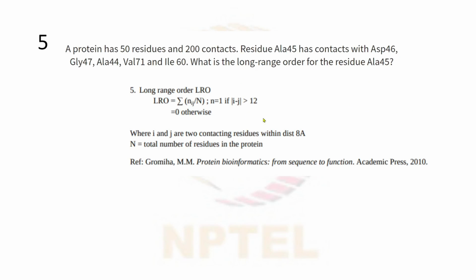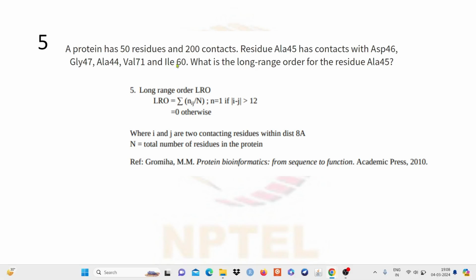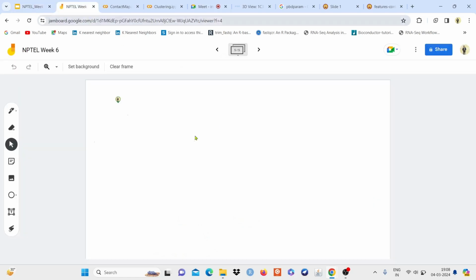Here, when we consider the residues, a binary value of 1 will be assigned only if the residue sequence separation is more than 12. In most of our cases, the residue separation is less than 12. Only in valine 71 and isoleucine 60 do we have such a sequence separation, so only in 2 cases we have a binary value. In all the rest of the cases it is 0.